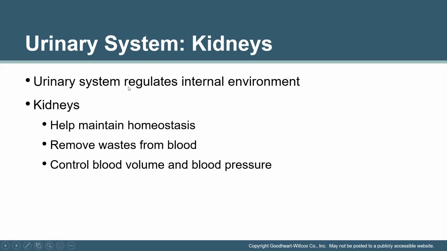The urinary system is responsible for regulating your internal environment. It is one of your buffers. Your lungs are your primary buffer system that will buffer your blood, therefore the pH of your entire body, but then the kidneys do the back end stuff.